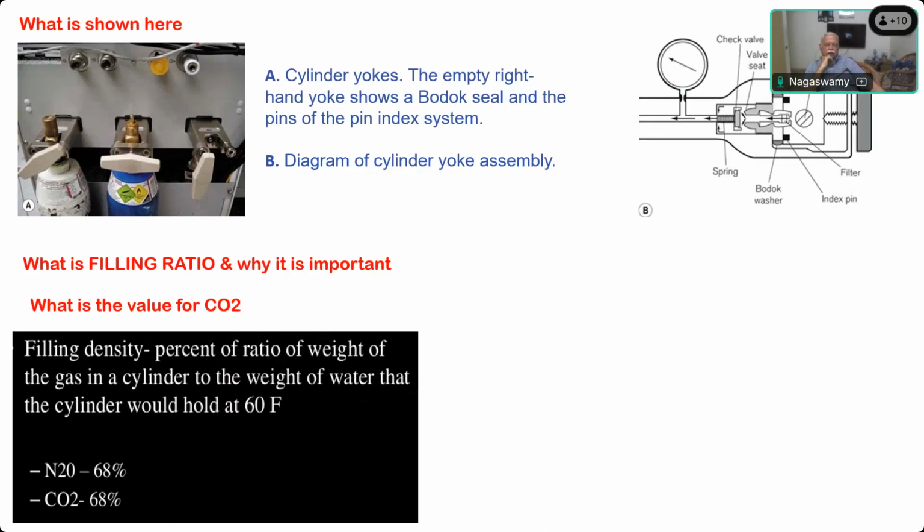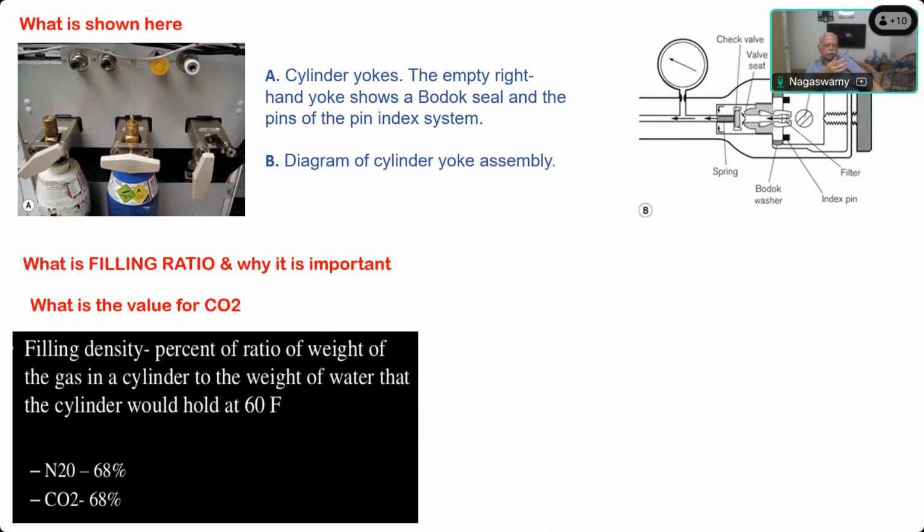So you don't fill the cylinder with the liquid anesthetic agent to the full capacity. You do it only up to 75% or 68%, 70%, so that there is enough space for the gas to form even at a higher temperature, and a life-threatening explosion cannot happen. So that is the idea of filling ratio, because these gases are not in the gaseous form; they are in the liquid form, which becomes a vapor.